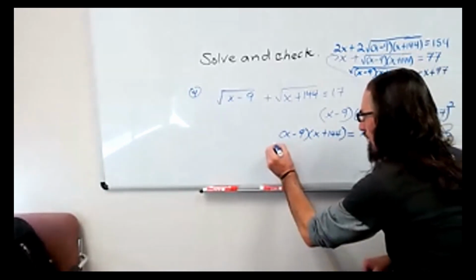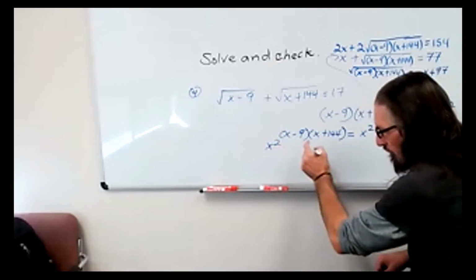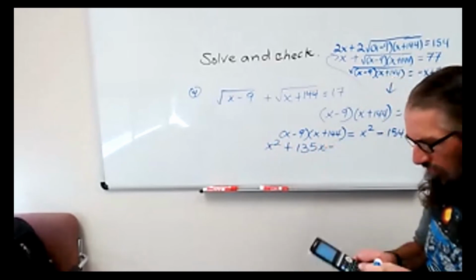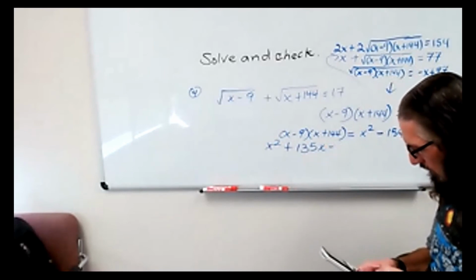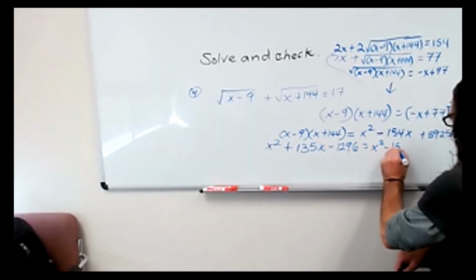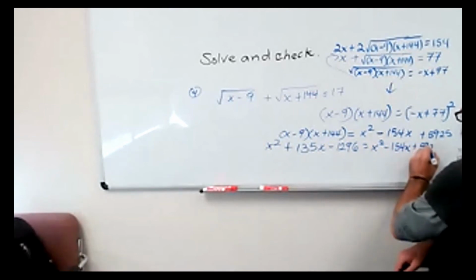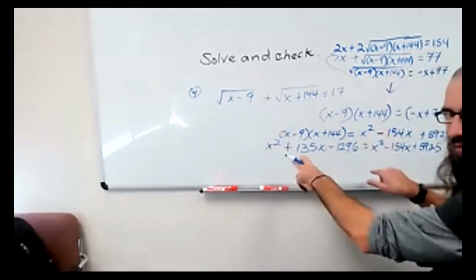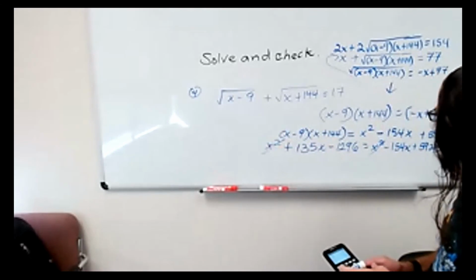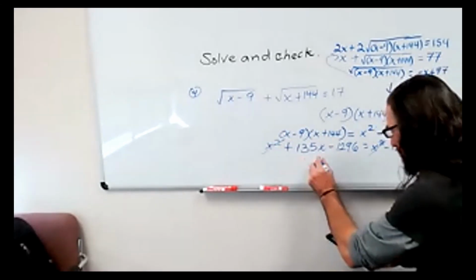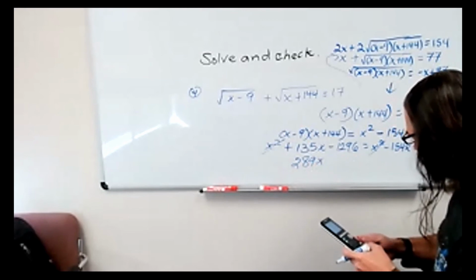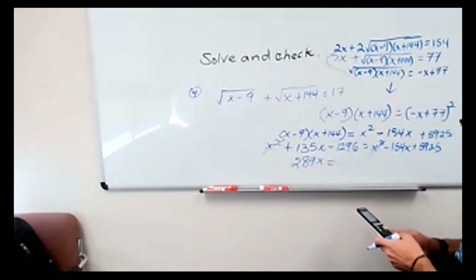When we FOIL out the left-hand side, x squared plus 144x minus 9x would be plus 135x. Negative 9 times 144, we've got minus 1296. And although these numbers look terrible, there's only one x squared on both sides. Add 154x to the other side, and add 1296.